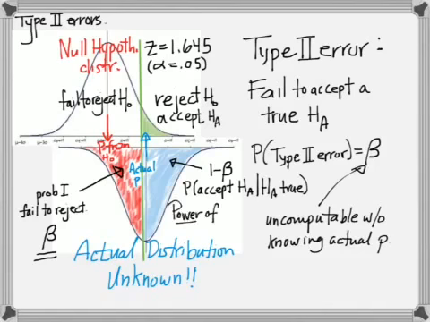So this is called the power of the test. It's the probability of rejecting the null and accepting the alternate when you should, given that the alternate was true. And we like tests with high power. When the null should be rejected, we want to actually reject it. High power is a good thing.